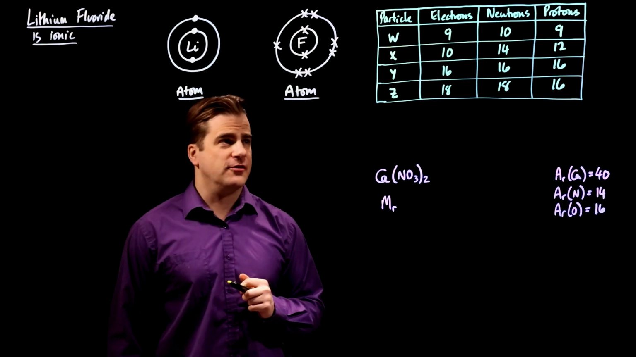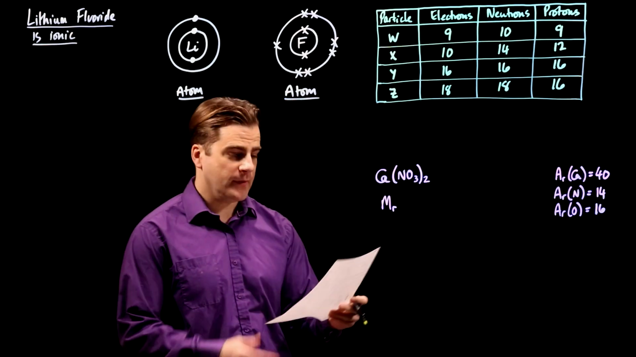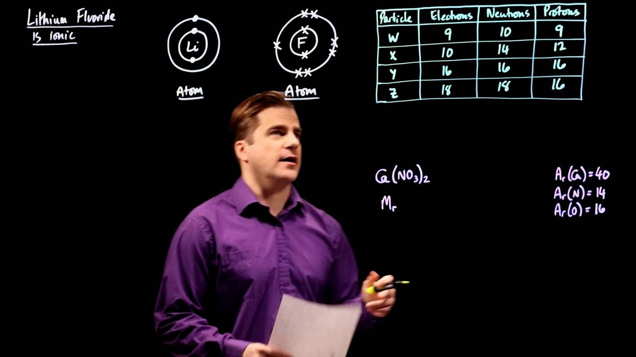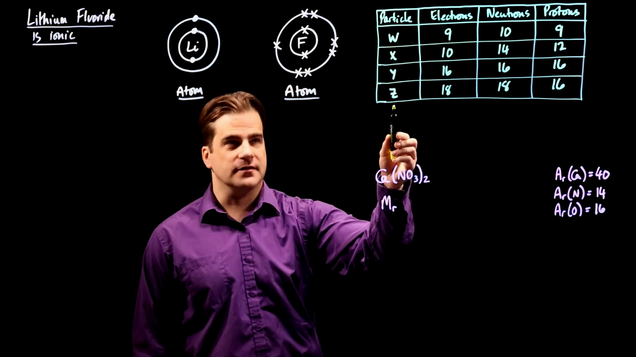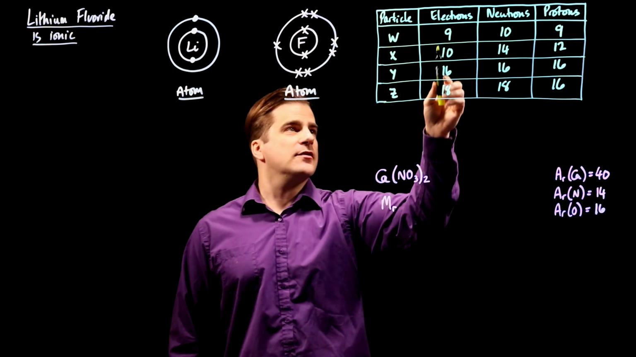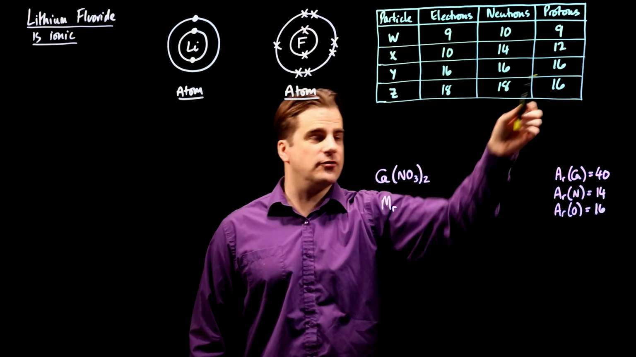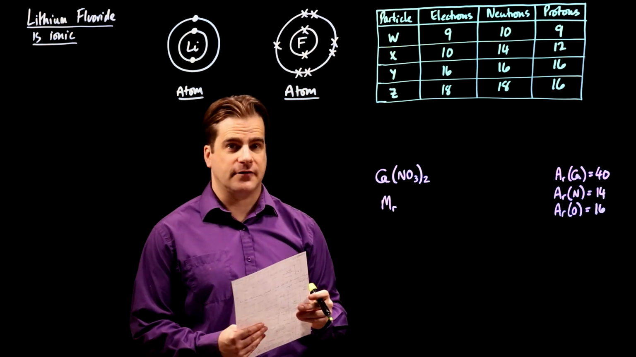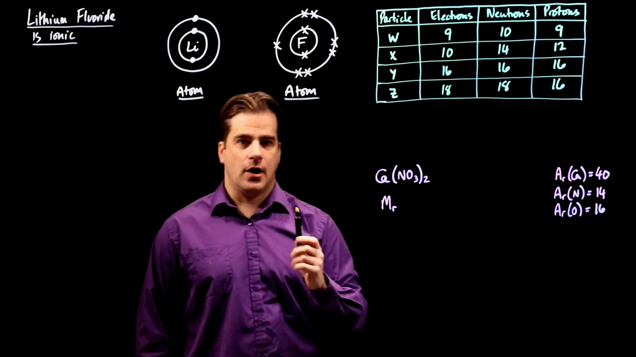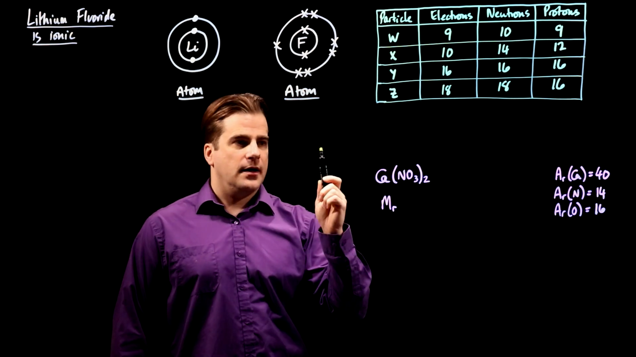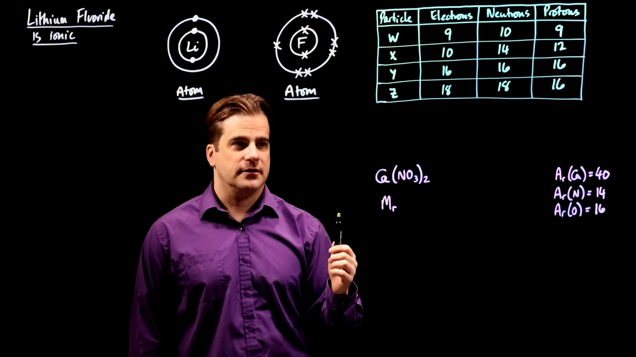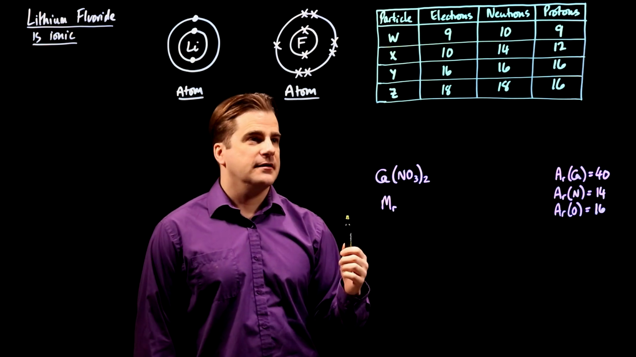Okay, electronic configuration. Let's go. Explain which particle is a negative ion. Right. We've got these four particles here, W, X, Y, and Z. They have this many electrons, neutrons, and protons, and we have to explain which particle is a negative ion for 2 marks.